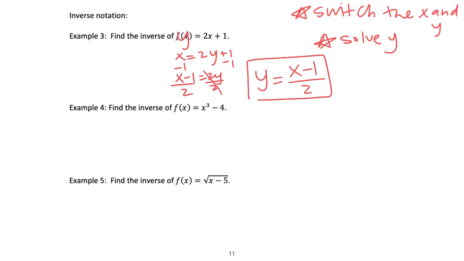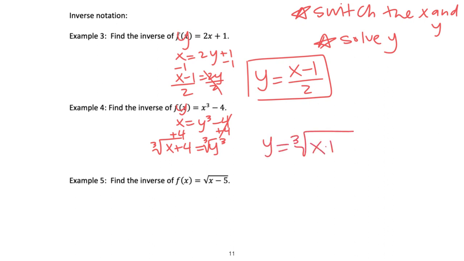Let's do the same thing on the next one. I'm going to switch x and y. And I'm going to solve for y. So add 4. x plus 4 equals y cubed. And I'm going to get rid of that cubed by cube rooting both sides. So y equals the cube root of x plus 4.